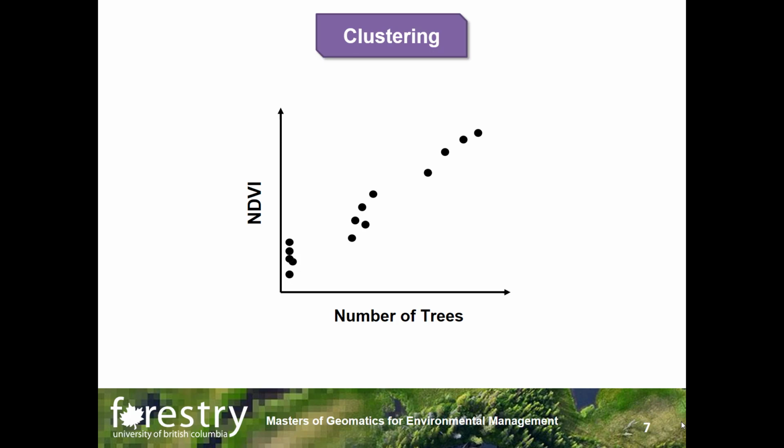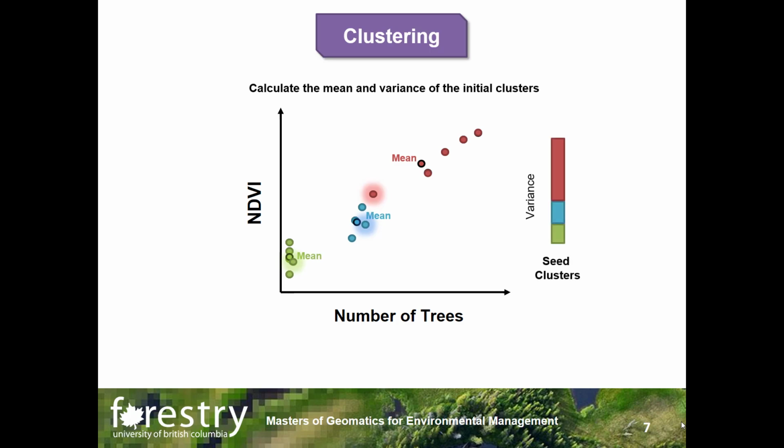K is defined by us. Since we hypothesize that there are three classes, let's use k equals 3. The distance between all points and these three seed clusters is calculated to determine the cluster membership for every point. After all points are initially clustered, we calculate the mean and variance of the clusters in this two-dimensional feature space. We keep track of the variance within clusters every time we cluster, so that we know how good a particular set of clusters are. Then, we cluster everything again, using the mean values as the centers of the clusters.